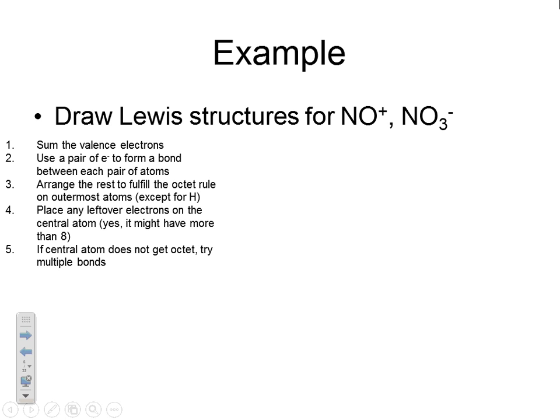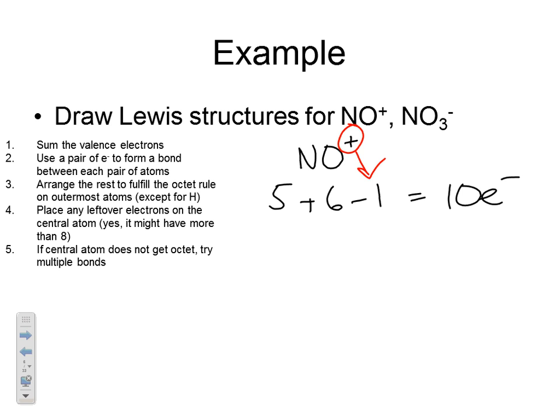So other examples. Draw Lewis structures for NO+ and the nitrate ions. So first one is NO+. Same process, same exact process. Sum the valence electrons. Nitrogen has got 5, oxygen has got 6, but this +1, we got to do something with that. Well, that means that there's 1 fewer electron. That's how it has the +1 charge, right? It lost an electron. So we're going to subtract an electron from that because of that charge. So we're only going to have 10 electrons in the structure.